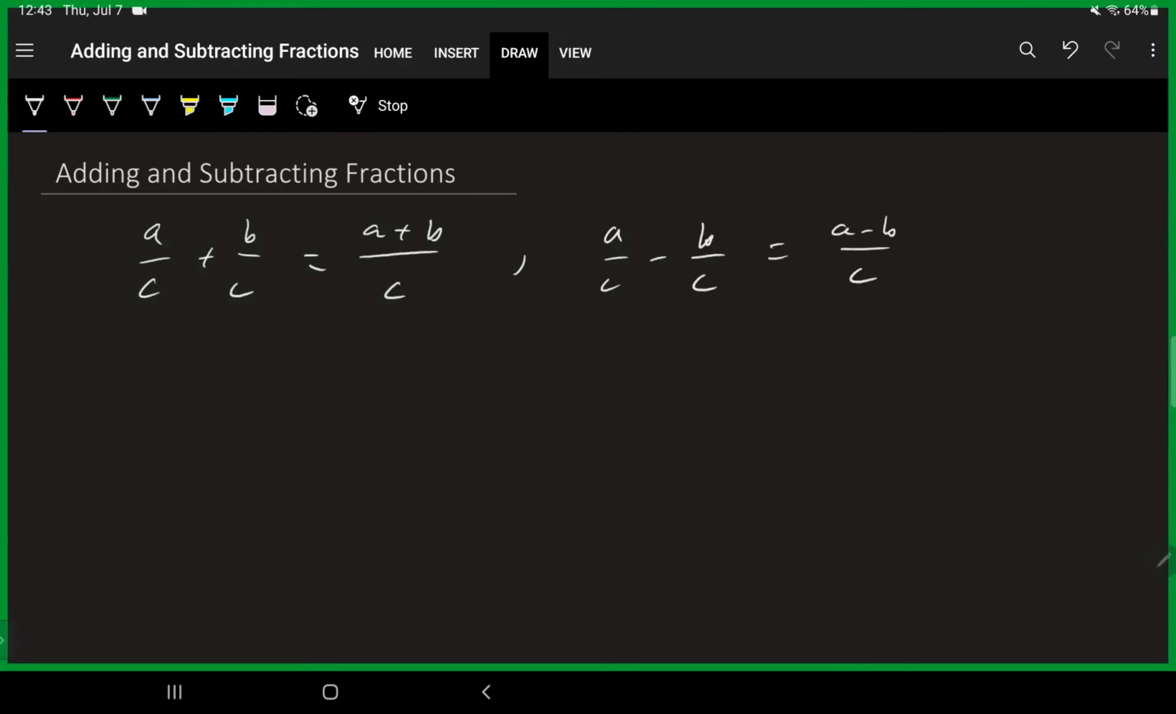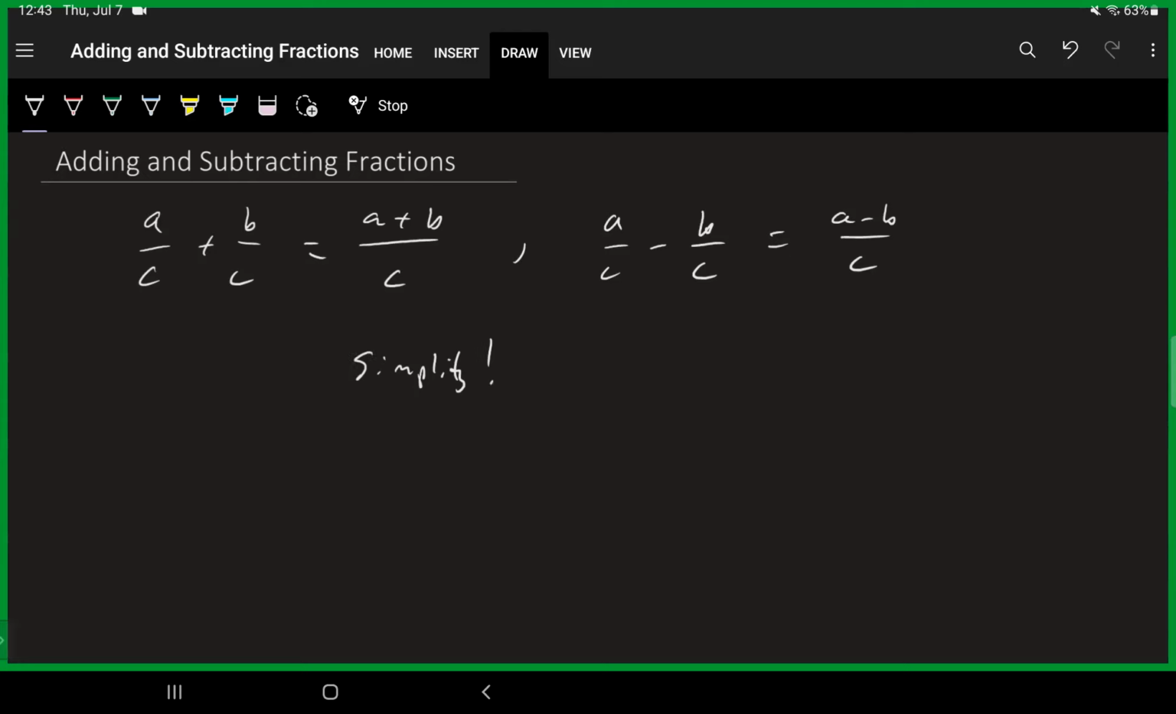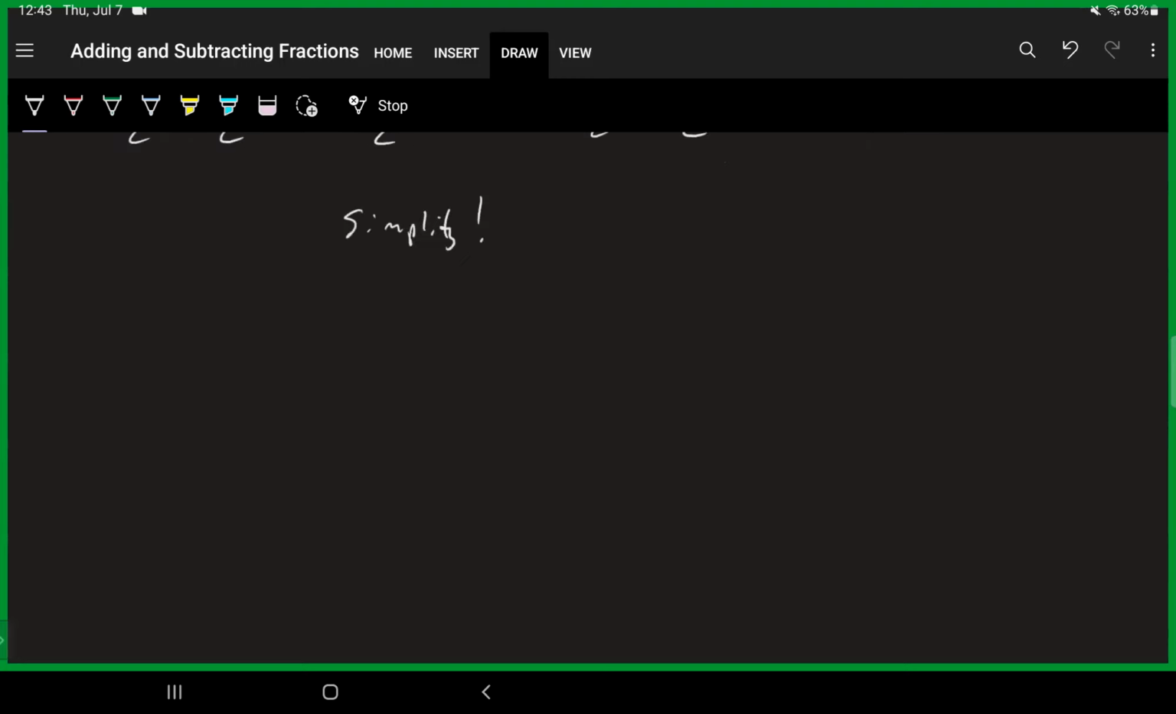If you have a common denominator, there's really not much to do. Once you're done, you have to make sure you simplify. Other than that, that's it. So these follow all the same rules as signed numbers. So when we're adding and subtracting positives, same rules apply with integers. Let's do a couple quick examples with a common denominator.